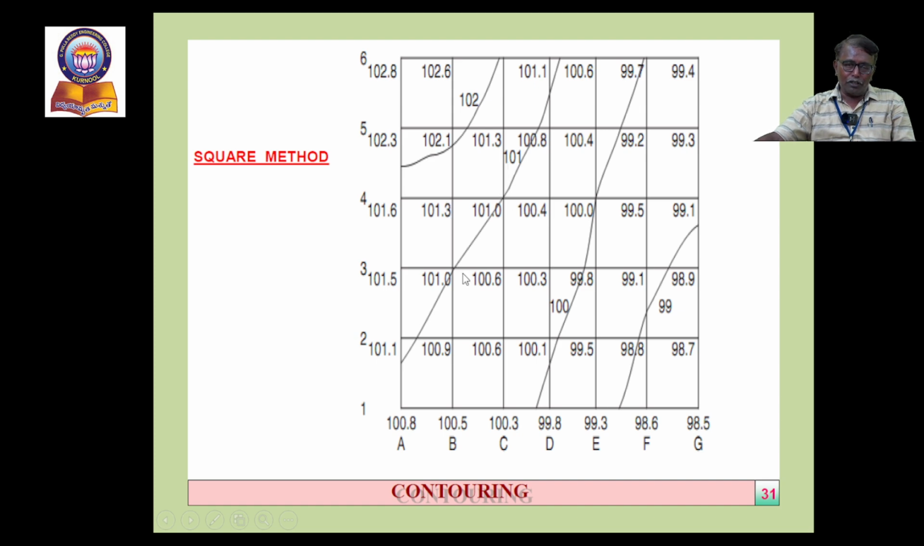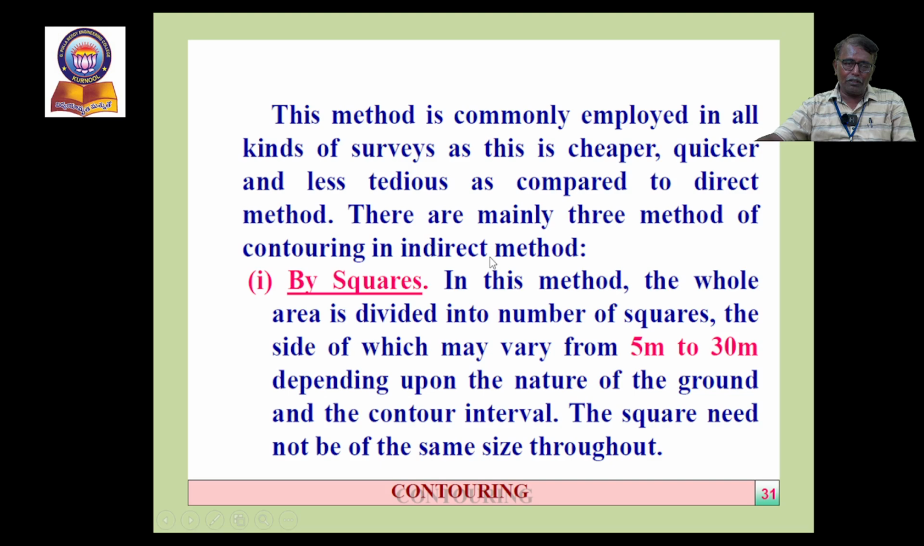So here 101 is clearly given. So it was passing through these points. Like this, points will be identified on the drawing sheet. Those are marked with a curved line. The line joining the points will be a curved line. So this method is commonly employed in all kinds of survey, as this is cheaper, quicker, and less tedious as compared to the direct method. There are mainly 3 methods of contouring in the indirect method.